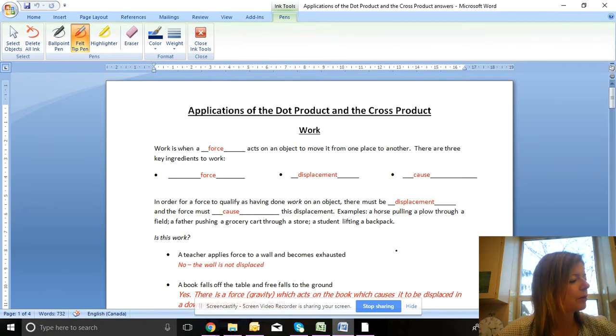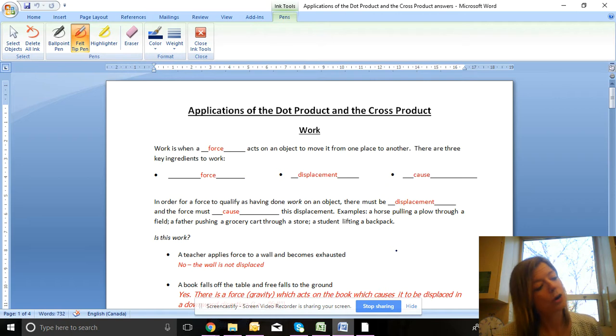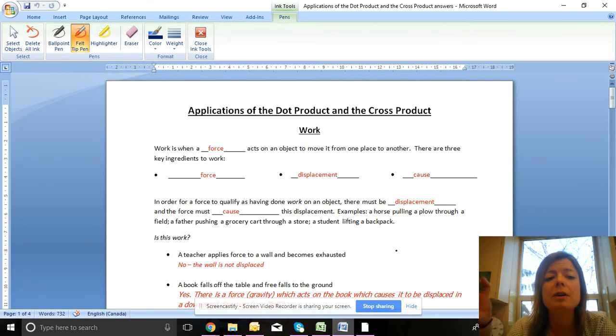So we're going to go through something called work, and then the area of a parallelogram and torque. Those are the three main applications we're talking about today. So first, let's talk about work. Work is when a force acts on an object to move it from one place to another.